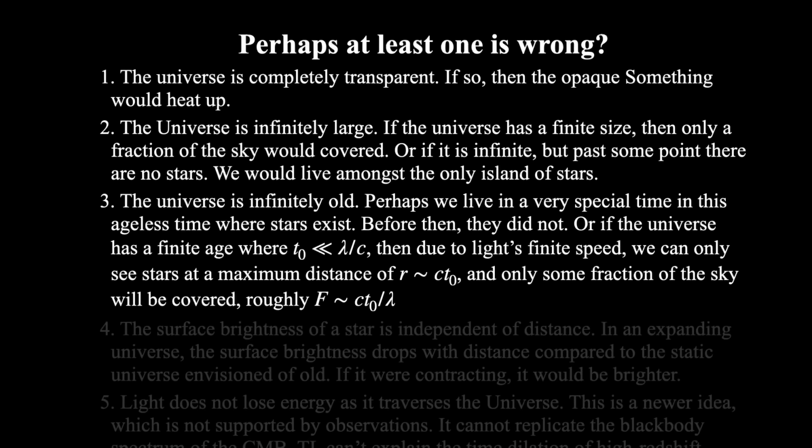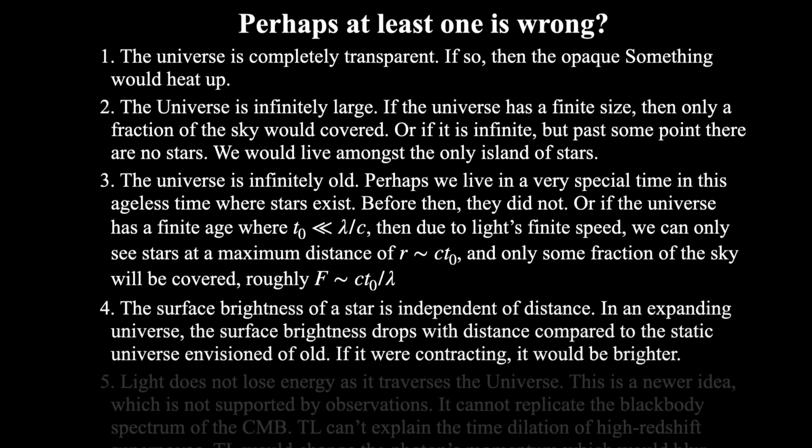Next, let's look at the assumption of infinite age. Perhaps we can violate that by saying we live in a really special time, where stars truly now exist, and before then, they didn't. Or if the universe has a finite age, say some t sub naught, that is much less than the size, lambda, divided by the speed of light, then due to light's finite speed, we could only see stars out to some maximum distance, r, which is about the speed of light times this age, t sub naught. Only some fraction of the sky would then be covered, a fraction f that is roughly the speed of light times the age of the universe divided by the size of the universe.